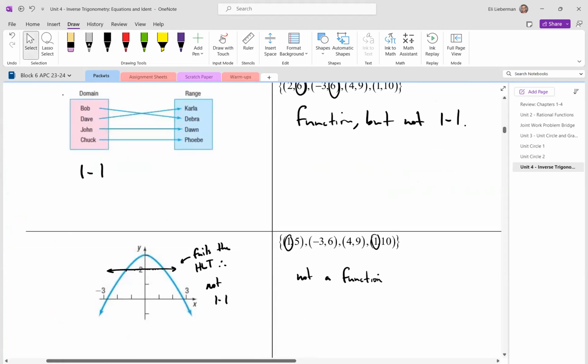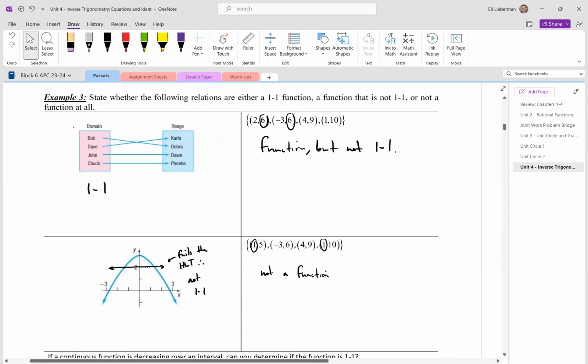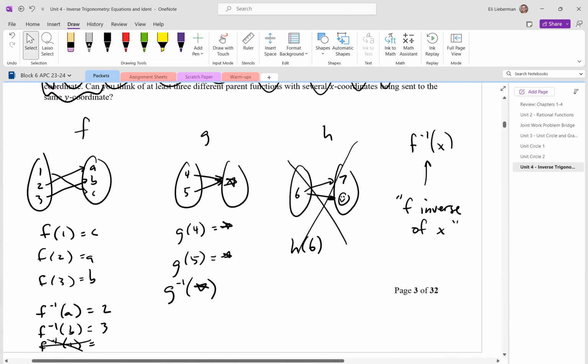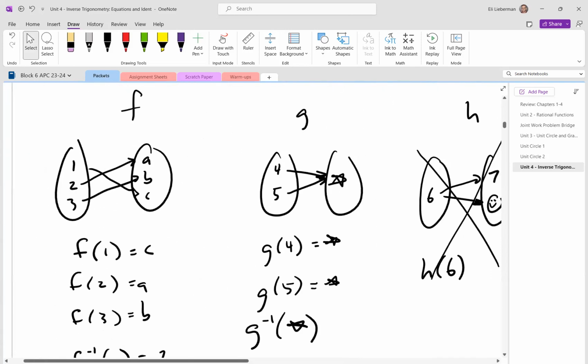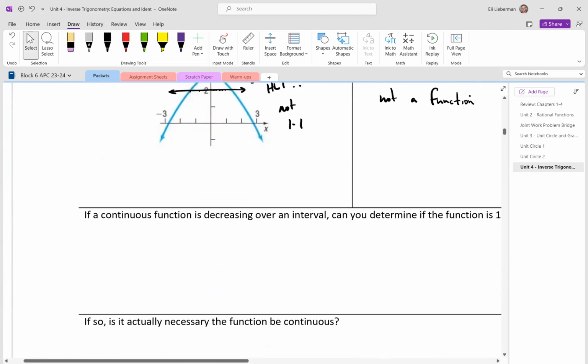And we need our function to be one-to-one if it's going to have an inverse. And that all just comes from this diagram right here. It needs to be one-to-one in order to have an inverse. So how do you get the inverse?